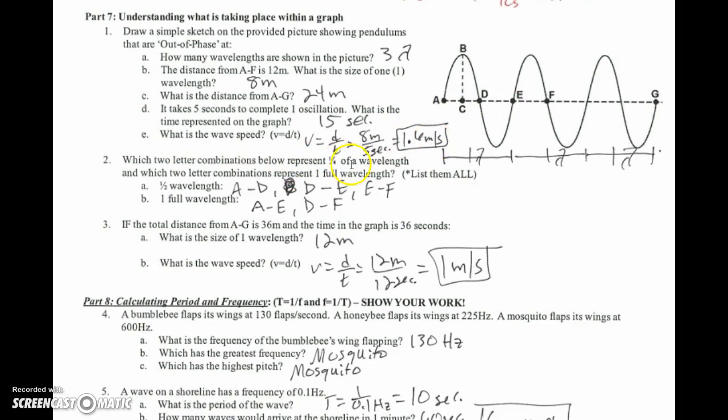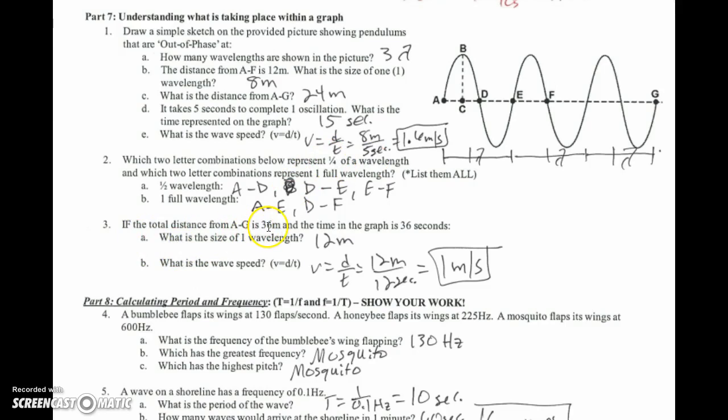So which letter combinations represent a fourth of a wavelength, and which 2 letter combinations are 1 full wavelength? You can take a look here. Oops. Here I answer it in half a wavelength. Here I have it written as a fourth. My bad on that. I'm answering it, I believe, A to D is a half of a wavelength, and so is D to E. So change that to 1/2. I'm just catching it now.